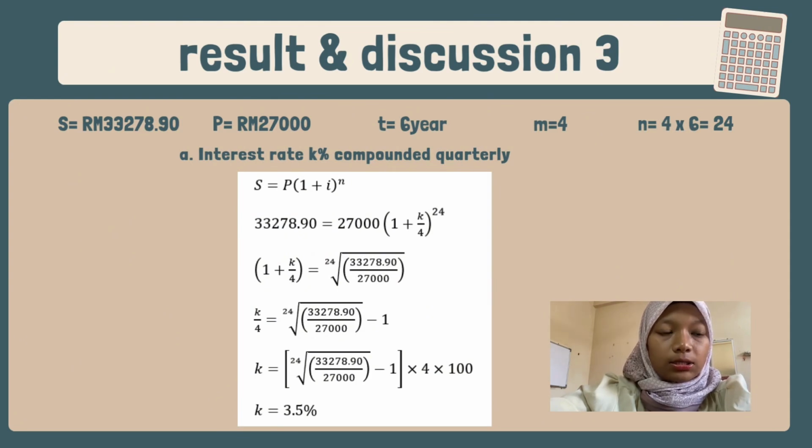After calculating, the answer has to be multiplied by 4. So k = 0.0350. To get k%, we multiply 0.0350 by 100. So the interest rate k% is 3.5%.